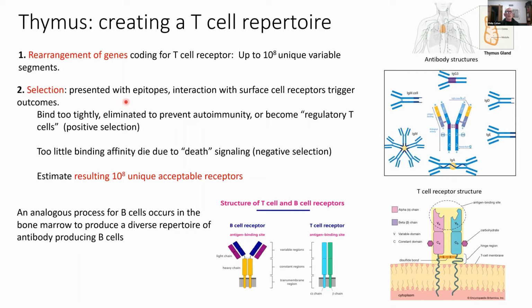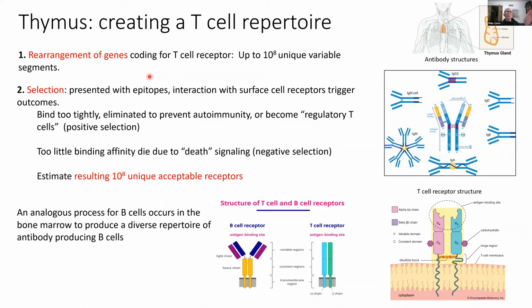So now you've got a whole bunch of different genes for the variable region. So you've got a whole bunch of T cells that are identical in every way, except that the variable region of their receptor is different for each of the T cells. And so each T cell can form a clone. And so you have now a diverse repertoire of clones, and maybe as many as 10 to the 8th different unique clones.